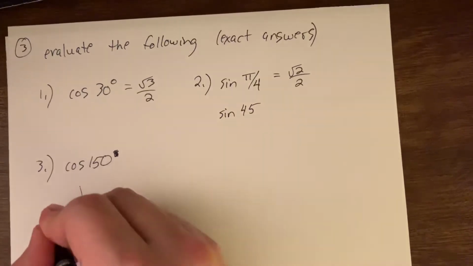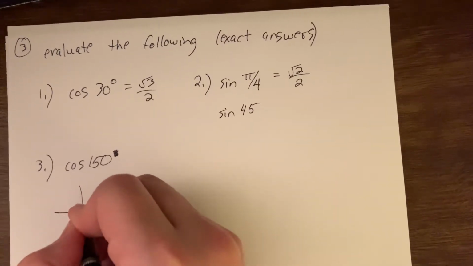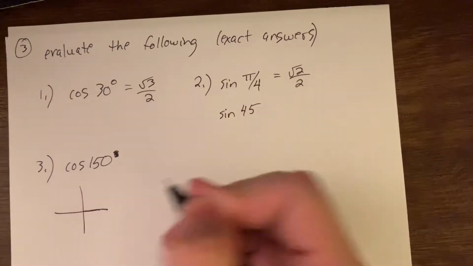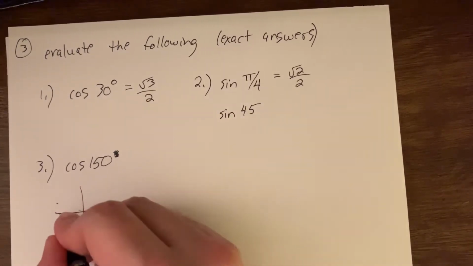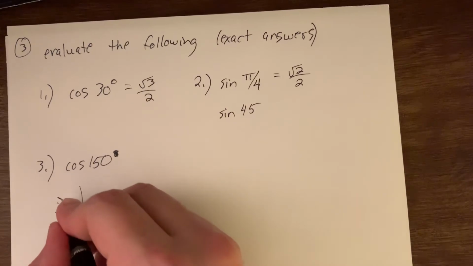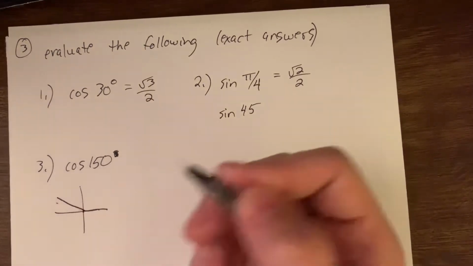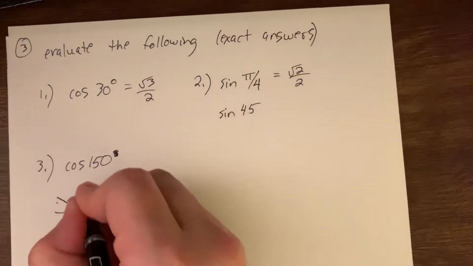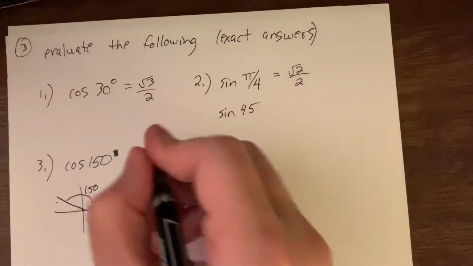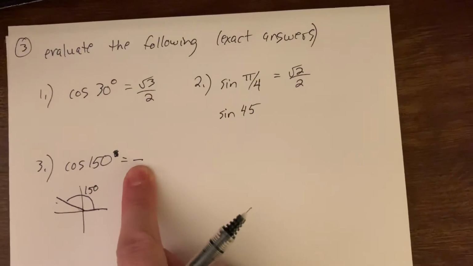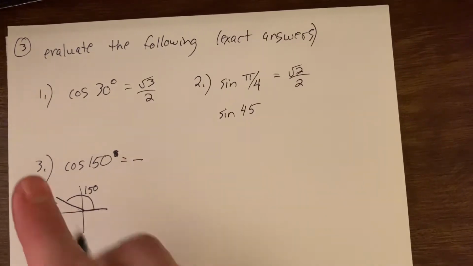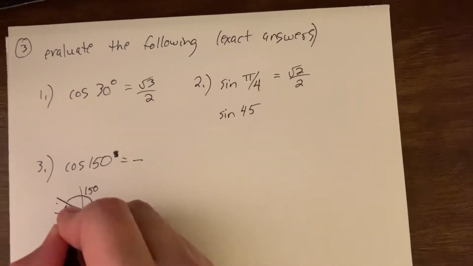150 is bigger than 90, less than 180, so we're over here. Again, everybody, I'm not trying to draw this to scale. 150 would be much closer to this side than this side, but all I need is something for reference. If that is 150, I'm in the second quadrant, and cosine is negative in the second quadrant. But negative what? I need the reference angle.